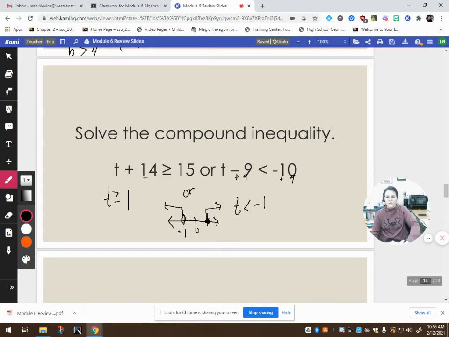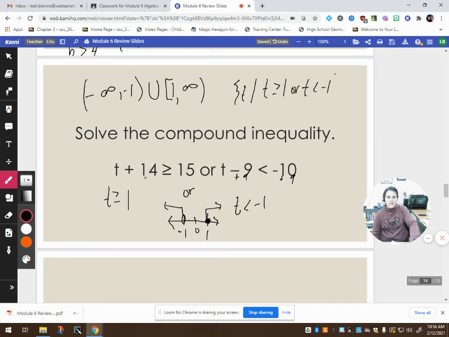If we put that in interval notation, we're looking for values from negative infinity up to negative 1, not including either one, union with values from 1, including 1, up to positive infinity. If we want to put it in set builder notation, we say t such that t is greater than or equal to 1, or t is less than -1.